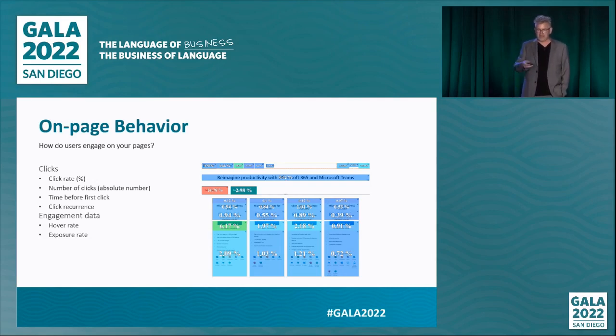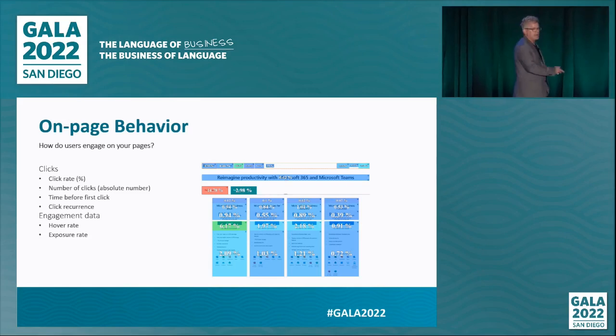And then there's other engagement data like hover rate, how many people are actually over a certain page element, and how exposed page elements are. So again, for those of you already in marketing, you're all familiar with the term below the fold. There is this cutoff. So this page is actually getting cut off.